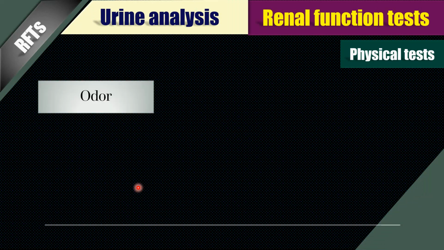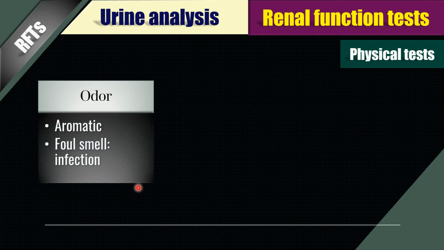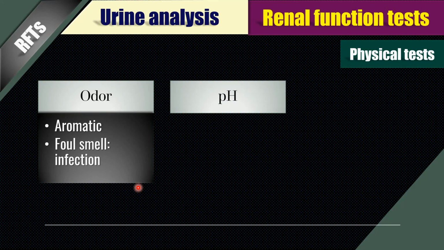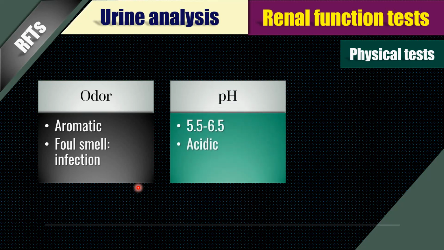Now we will see the smell of the urine. After collecting the urine, normal urine odor is aromatic in nature. Suppose the collected fresh urine is foul smelling, that is suggestive of urinary tract infection. Next, pH. Generally, the pH of urine is acidic in nature. It is about 5.5 to 6.5, on average 6. We also see alkaline urine in some urinary tract infections.